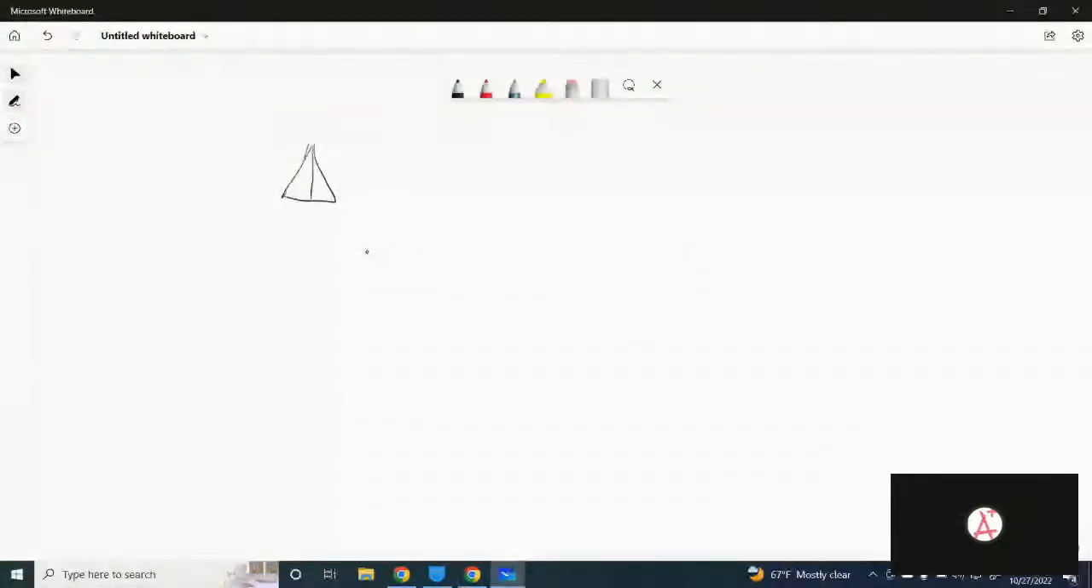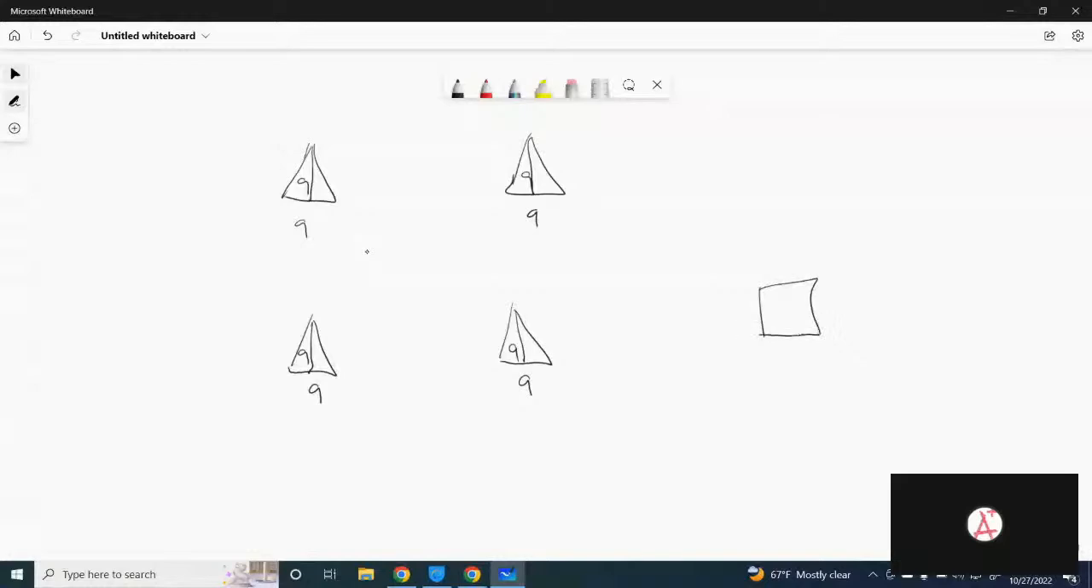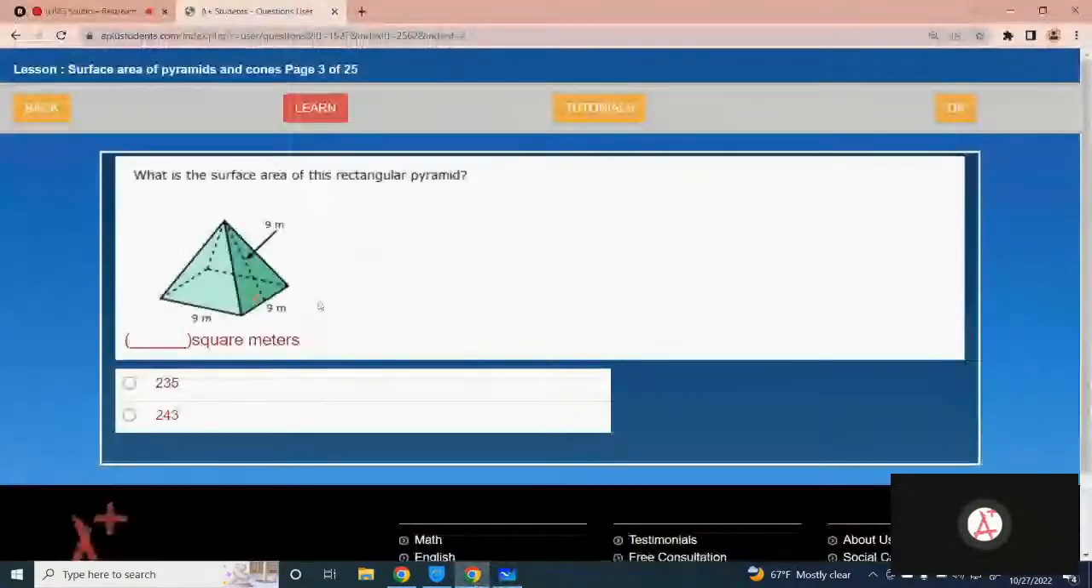Okay, the length is 9 and the base is 9. For all the triangular faces, it is the same, 9 and 9, and the height is 9. And for the square base, it is 9 and 9. Got it? You can see here, it is a rectangular pyramid. A rectangular pyramid has four triangular sides and one base that is square. Got it? See, the height is 9, the base is 9 for all the triangles, and then you can look at the square. It is 9 and 9.